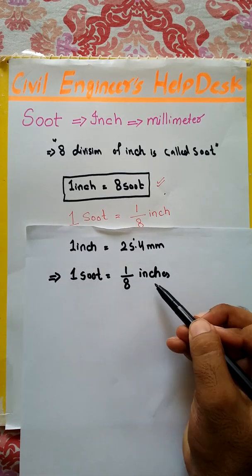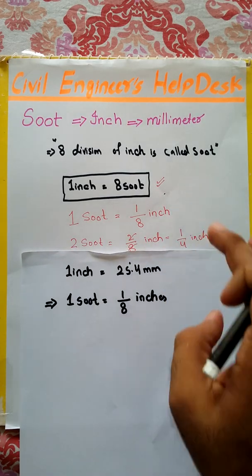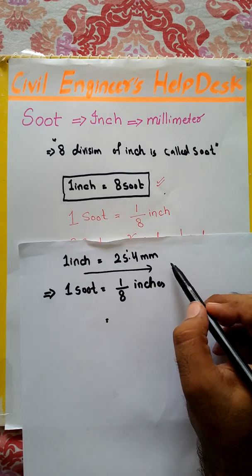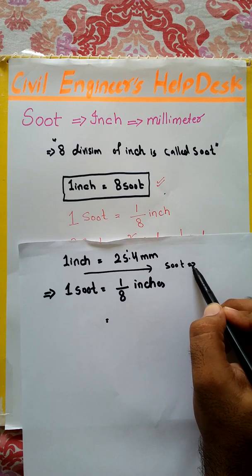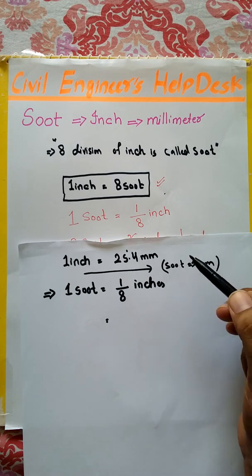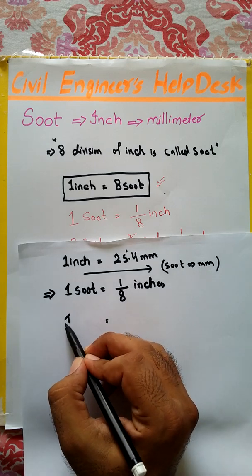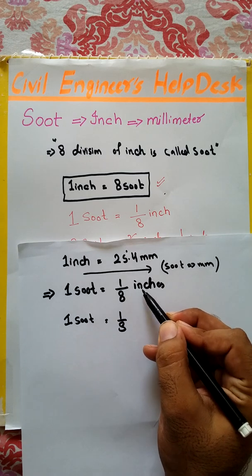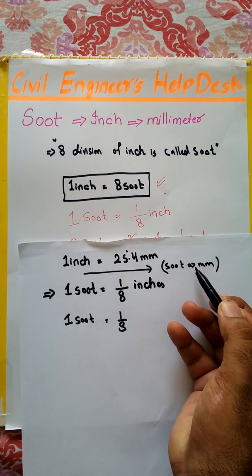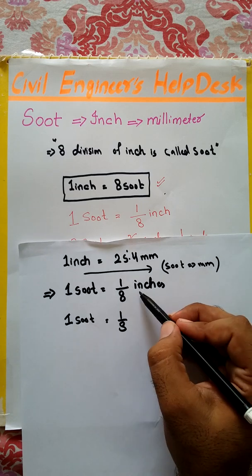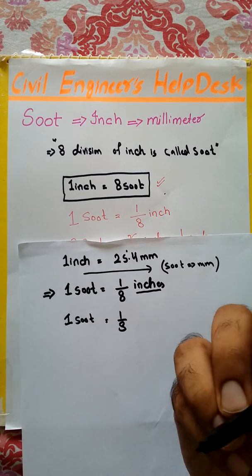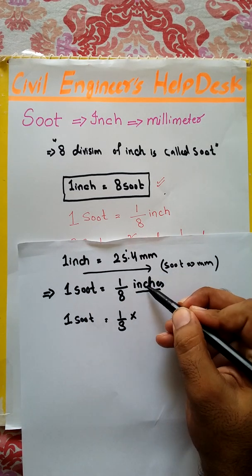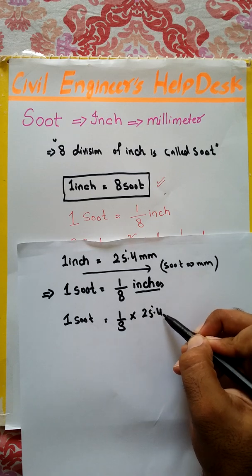1 suth is equal to 1 upon 8 inches, as I told here. So we are converting suth to millimeter. Viewers, 1 suth is equal to 1 upon 8 inches, but we know that in 1 inch there are how many millimeters? 25.4 millimeters. So we put the value of inch here. We are working for 1 inch, 1 suth. So 1 inch contains 25.4 millimeter.